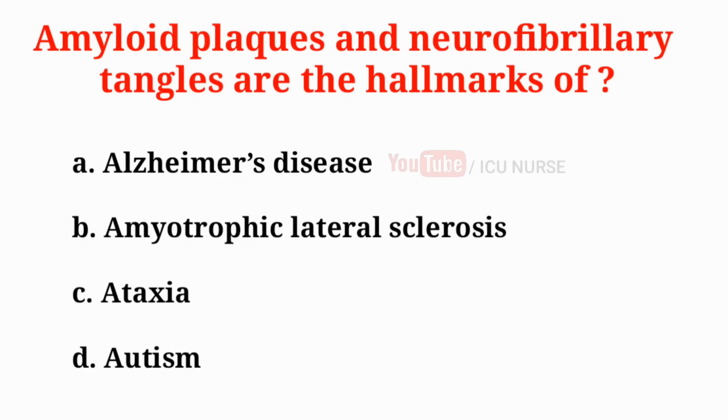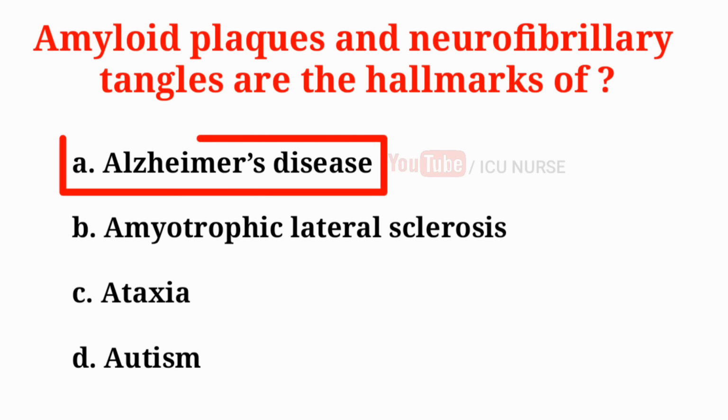Amyloid plaques and neurofibrillary tangles are the hallmarks of A. Alzheimer's disease, B. Amyotrophic lateral sclerosis, C. Ataxia, D. Autism. And the correct answer is A. Alzheimer's disease.